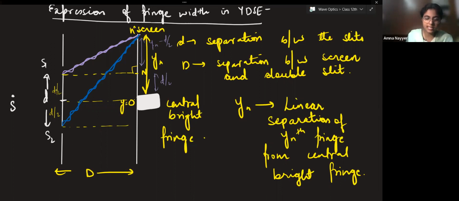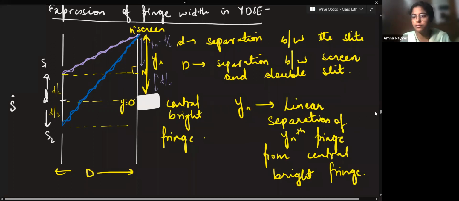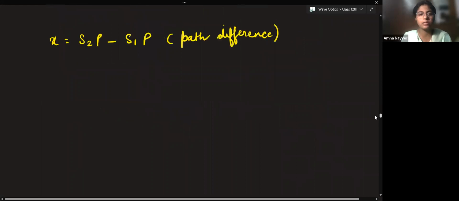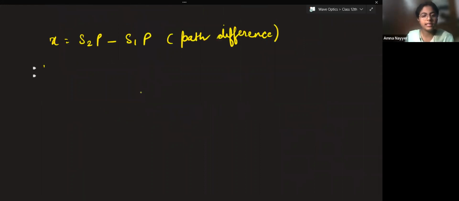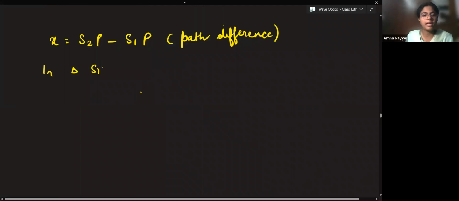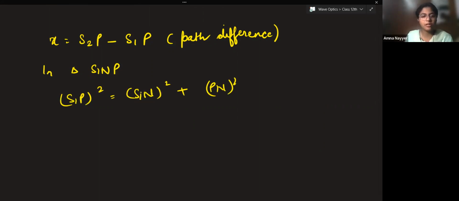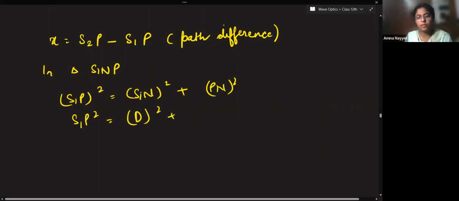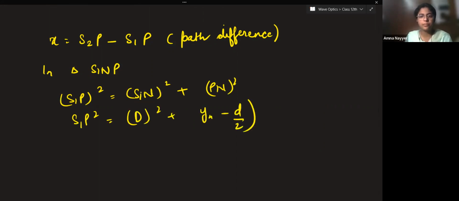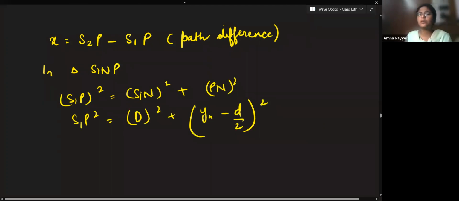See, this is capital D and S1P. So let's find the expression for S1P. In triangle S1NP, if you apply Pythagoras theorem, you will get S1P square is equal to S1N square plus PN square. This is the perpendicular, this is the base, this is the hypotenuse. So S1P square will be equal to capital D square plus (yn minus d by 2) whole square. Simple Pythagoras theorem has been applied over here.